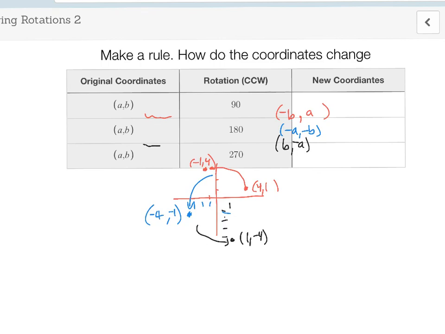All right, well, that's the idea there. And so we have this connection. If we go 90 degrees, then they're going to switch, and the first one becomes negative. If we do 180, they just both become negative. And if we spin it 270, then they flip places, and the second one switches sign. Okay, now that's the idea. All right, hope that helps. So we can use those to either use the rule or use the paper spinning to find the new coordinates of the new points in a rotation.